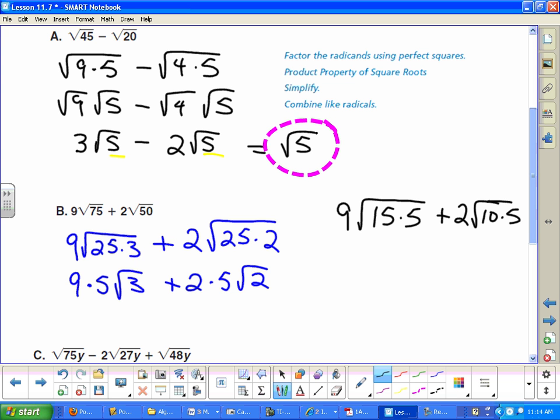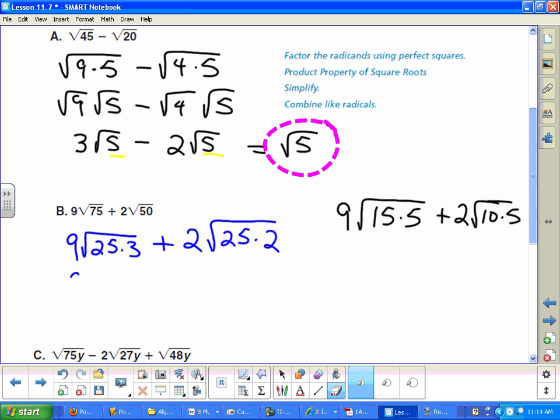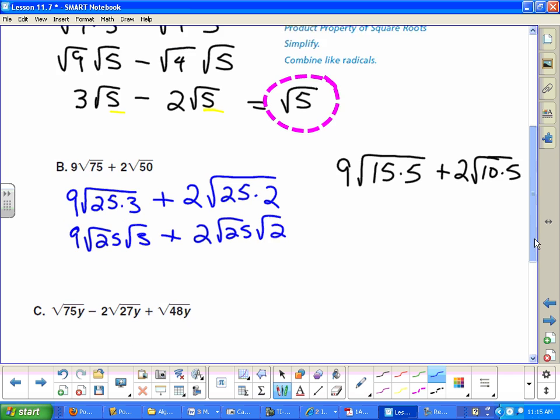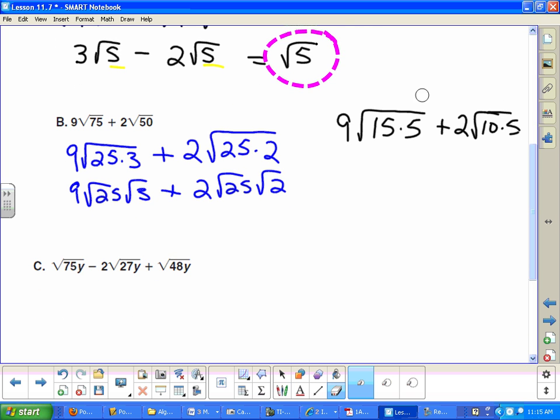No, because what you're trying to do is, when I write 75 as factors, it's got to be 25 times 3 because one of them has got to be a square. Okay, when I take the square root of that, I get 5, which comes outside of the radical. It doesn't stay underneath. The only thing that stays underneath is going to be the 3. All right, because if I go back to this step, this is 9 square roots of 25 square root of 3 plus 2 square roots of 25 square root of 2. Okay, I can simplify the square root of 25. I can't simplify the square root of 3. Okay. All right, so get rid of that.